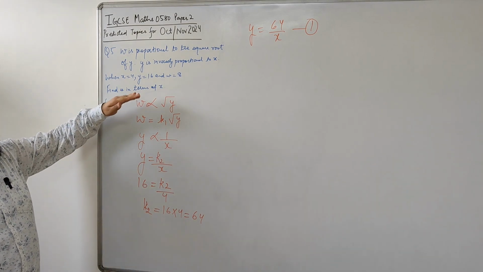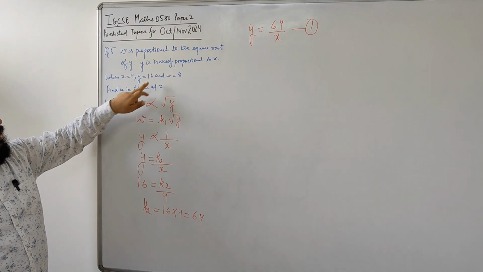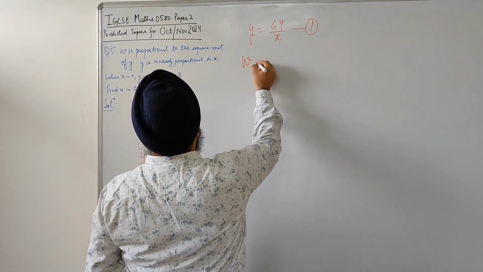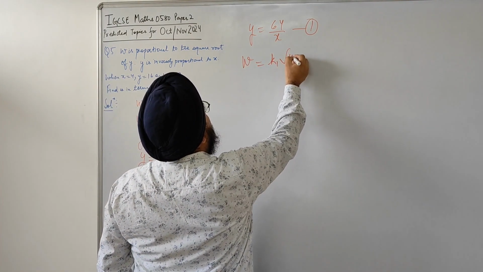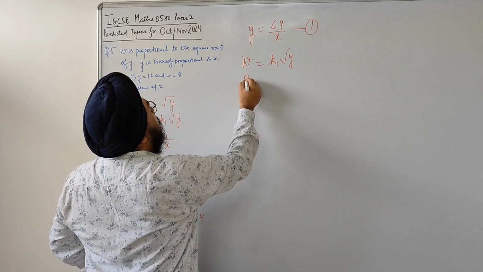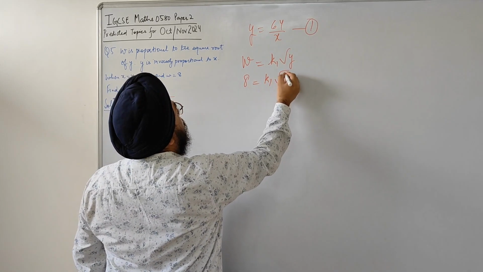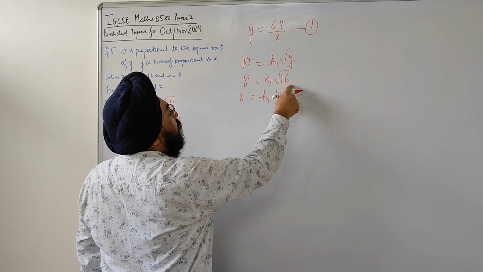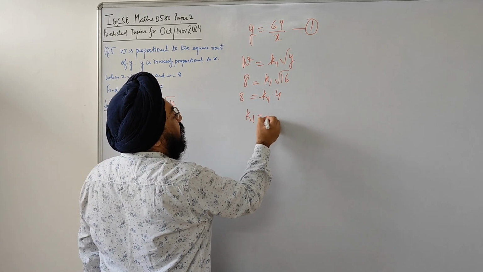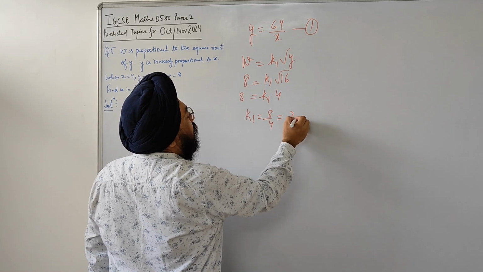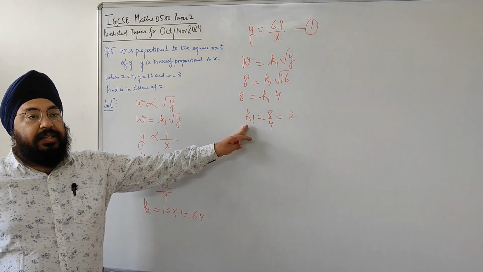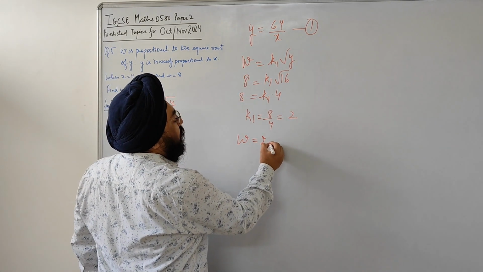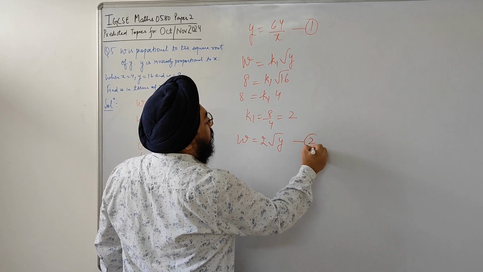Similarly, we have been given the value of w as 8, y as 16 in this equation w is equal to k1 root y. So we can put w is equal to 8, k1 into root 16, k1 into 4 is equal to 8. Root 16 is 4, so k1 is equal to 8 upon 4, that is 2. So we get value k1 as 2. Substituting in this, we get w is equal to 2 root y.